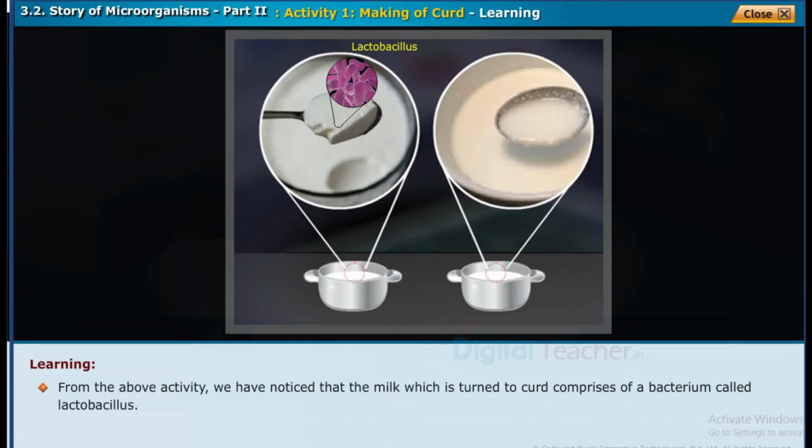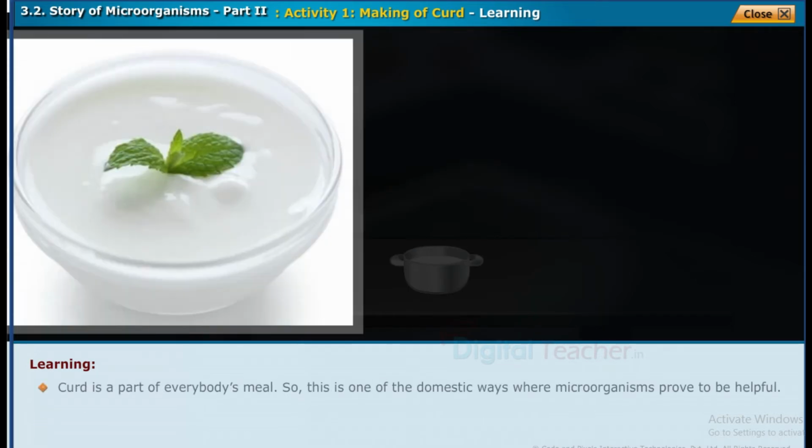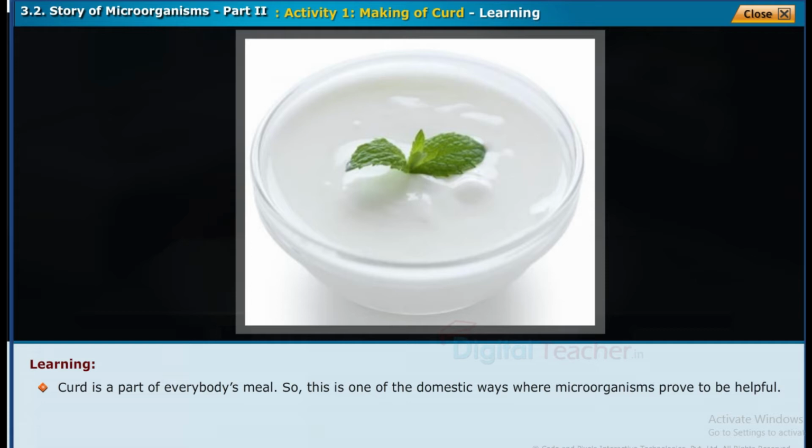From the above activity, we have noticed that the milk which is turned to curd comprises a bacterium called lactobacillus. This bacteria serves as an agent and causes milk to get converted into curd. Curd is a part of everybody's meal, so this is one of the domestic ways where microorganisms prove to be helpful.